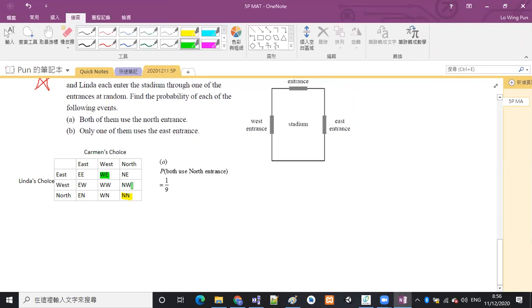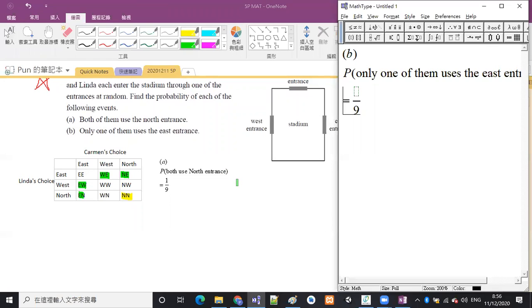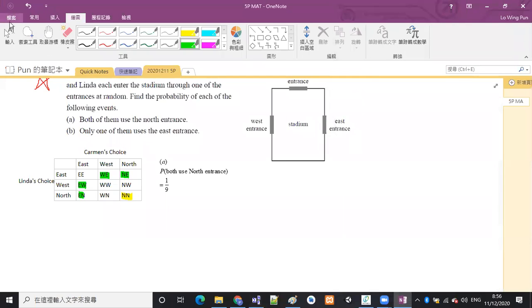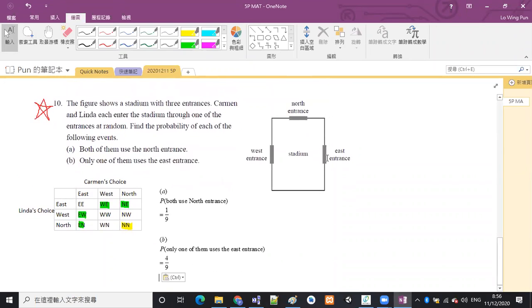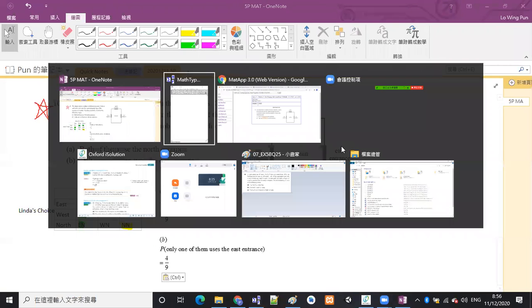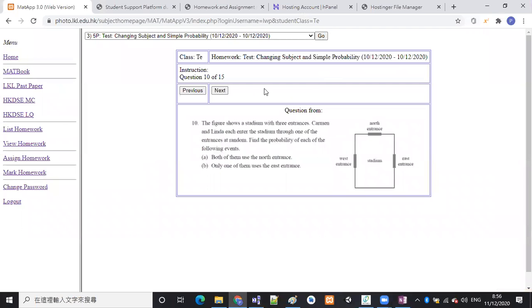This is okay. Only one E. Can you see this? Only one of them used the east entrance. So among the 9 outcomes, there are only 4 of them satisfying this requirement. Okay, so the answer will be 4/9. So that is the answer. Can you get this? Okay, next.